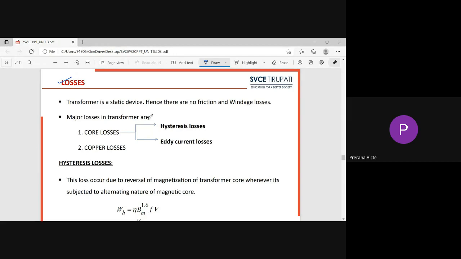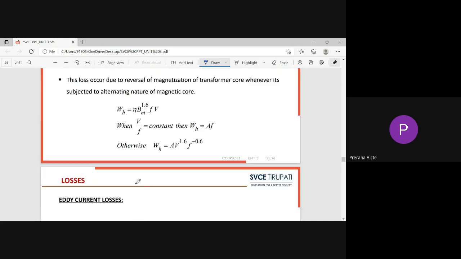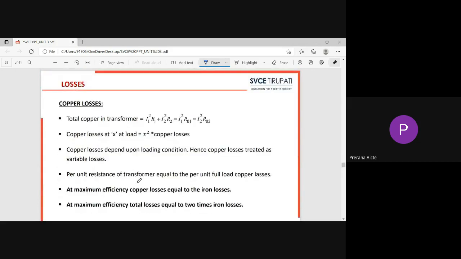Next, losses in transformer. What are the losses in a transformer? Major losses are core losses and copper losses. In core losses, hysteresis losses and eddy current losses. Already we have discussed these losses. And copper losses, what is meant by copper losses? The primary winding has R1 resistance and the secondary winding has R2 resistance. For that, there will be primary copper losses and secondary copper losses developed in the transformer. See here, these are primary copper losses and these are secondary copper losses.